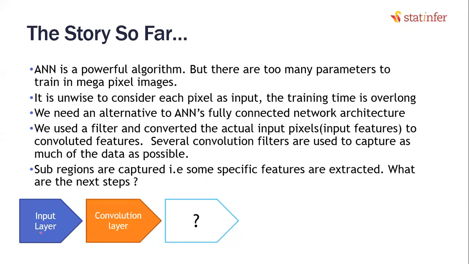Right, the story so far is you have an input layer. In the input layer you have input images, isn't it? In the convolution layer you have convoluted images. Features are found here. Somebody was trying to ask a question. Please go ahead.